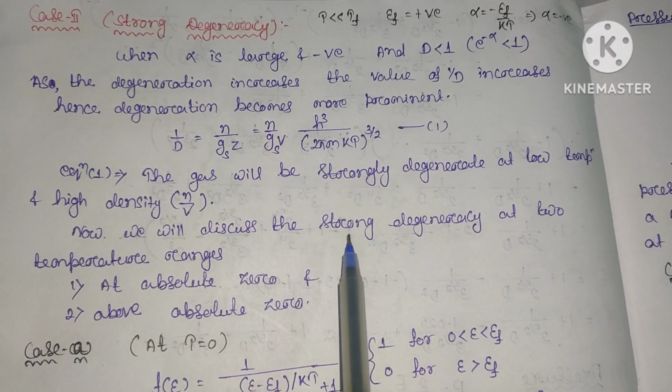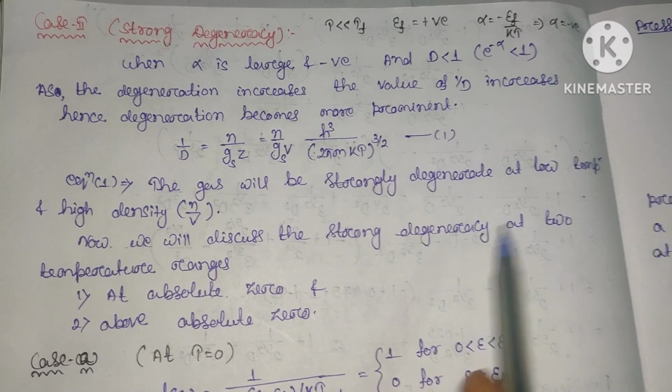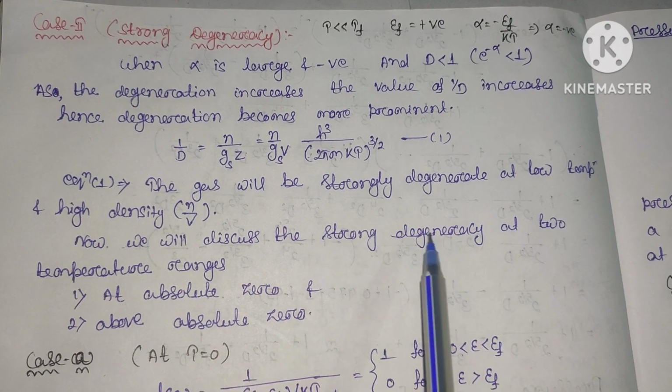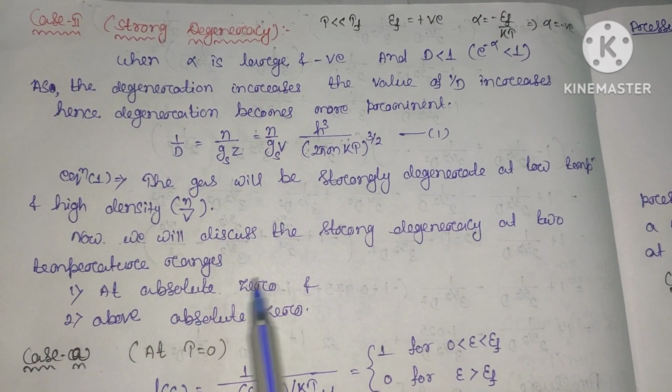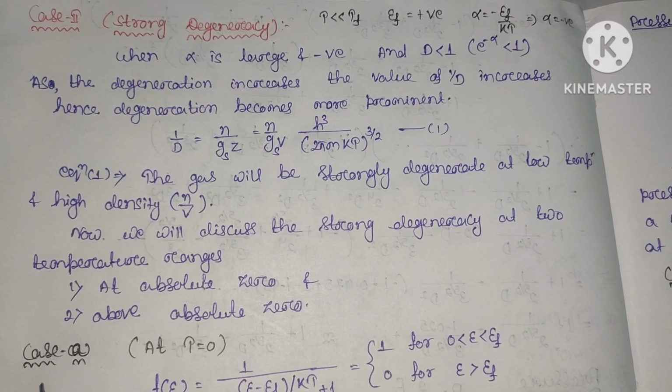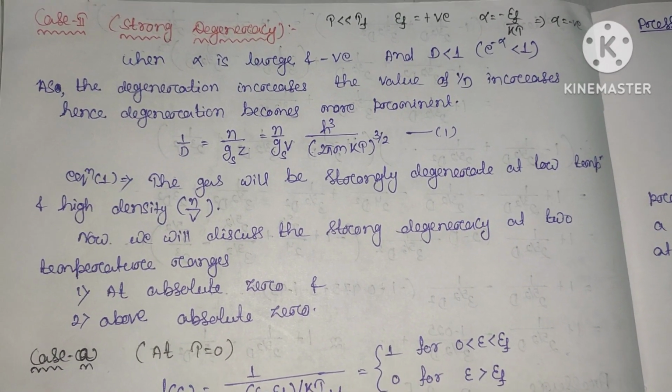So now we will discuss the strong degeneracy at the two temperature ranges. It means that we will calculate the strong degeneracy at absolute 0 and the second one is above absolute 0. So let us see the first case, that is at absolute 0.